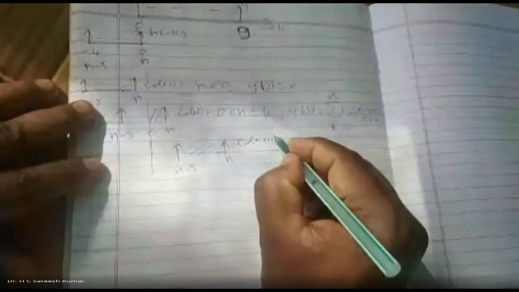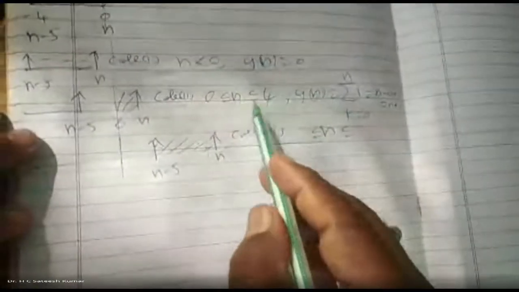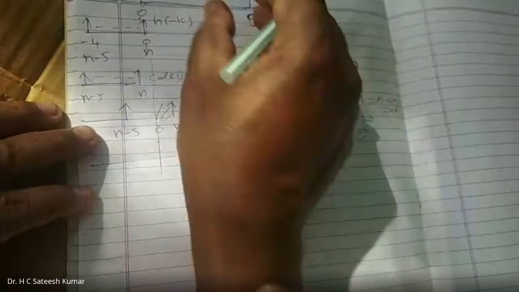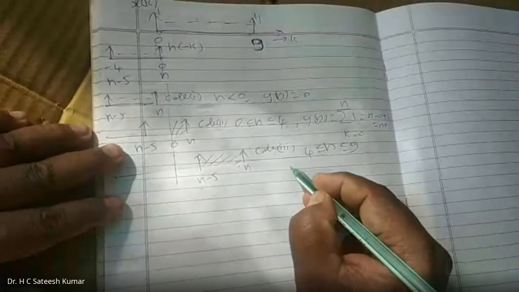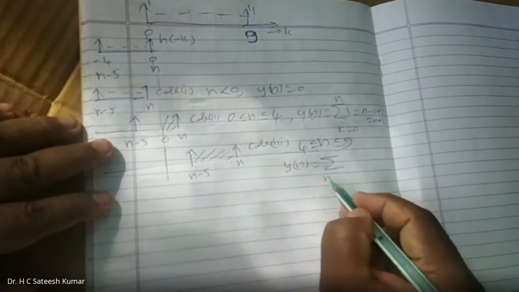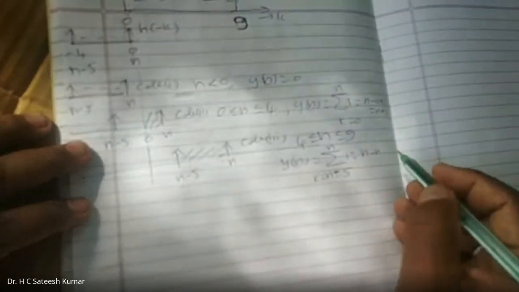So shall we check it out? Constant. Case number 3: n lies between where to where? Within that only. So n has moved up to 4, no? So 4 to 9, because the right edge is moving from here. When it is moving within this, it will be constant. Y of n is equal to, as I predicted, the answer is 5. K ranges from n minus 5 to n, which is equal to n minus n.